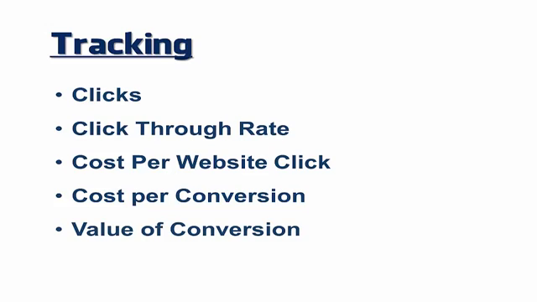Those types of numbers are really important. And then value of conversion. We can actually, inside of the conversion pixel, put the value of a conversion. So when we're looking at our reporting, we can see how much it cost per conversion and how much we made per conversion. And those numbers get pretty exciting because that's basically money in versus money out, right?